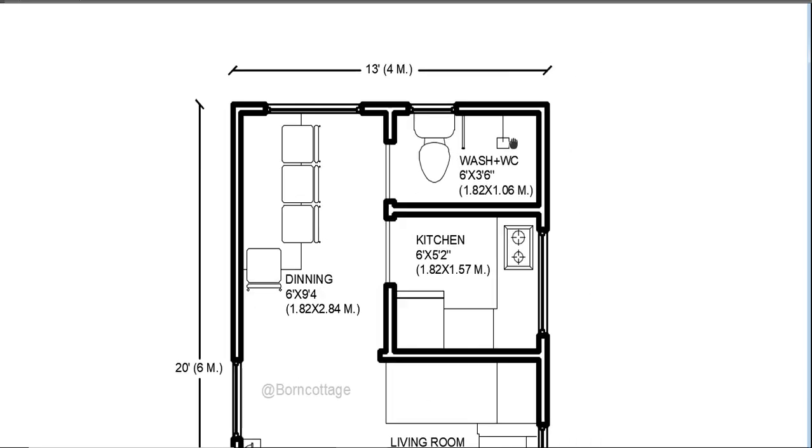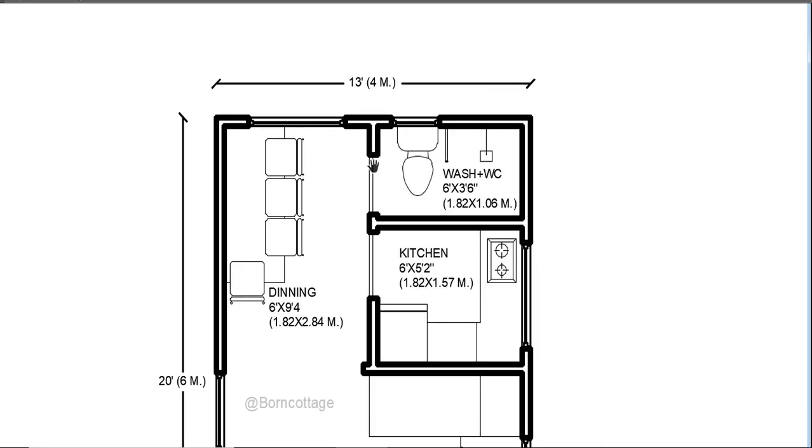In the last we have a washroom plus water closet here. The size of the washroom is 6 feet into 3 feet 6 inches, in meter 1.82 into 1.06 meter. You can see here the water closet and the shower area, and we have a ventilator for ventilation of this washroom. So this is the floor plan of the house you are watching on the screen.